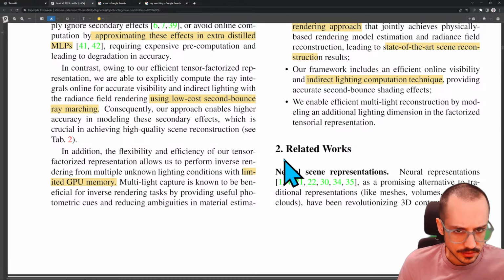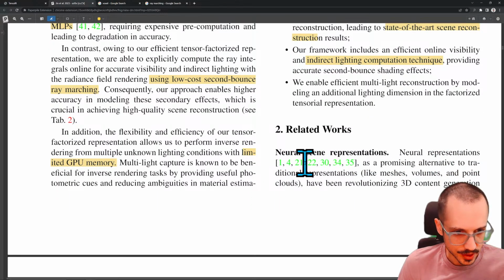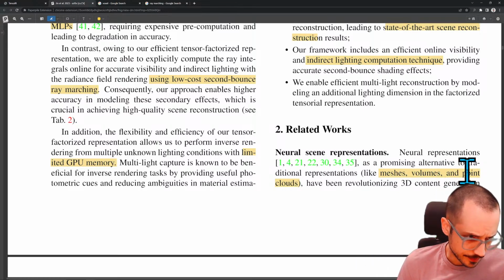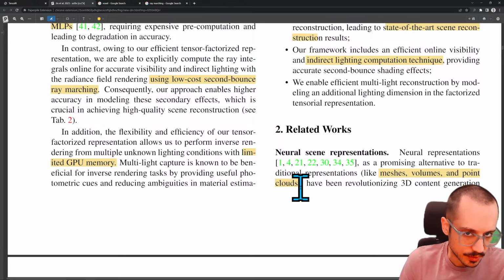All right. Related works. So here they're going to reference all the different NeRF papers. So neural representations, there you go. They reference here 6 different NeRF papers. Are a promising alternative to traditional representations like meshes, volumes, and point clouds. So meshes are what you see in video games, right? You have a mesh with a texture, there's triangles, there's vertices. Point clouds are what you would have in an autonomous vehicle or in a robotics use case where you have a LiDAR that gives you depth for every single point, and then you have a color for every single point.